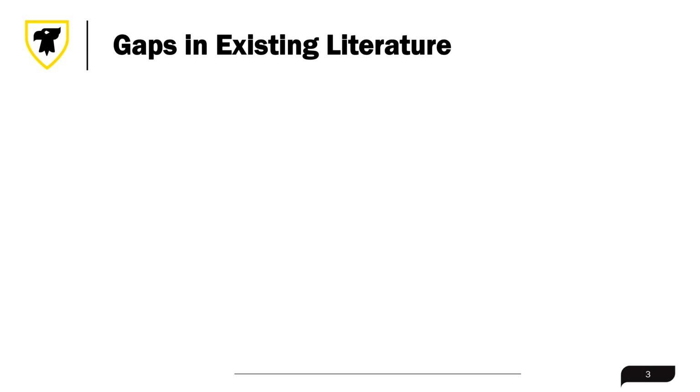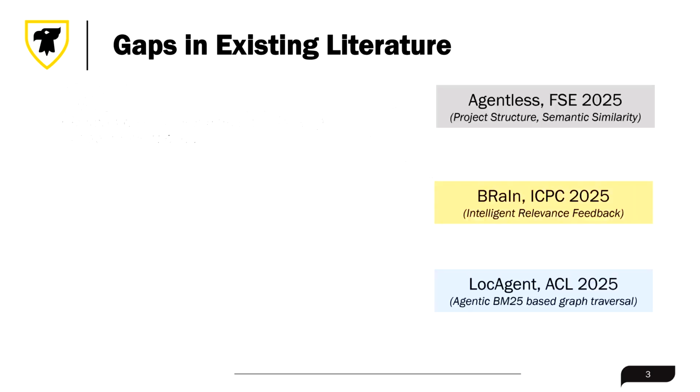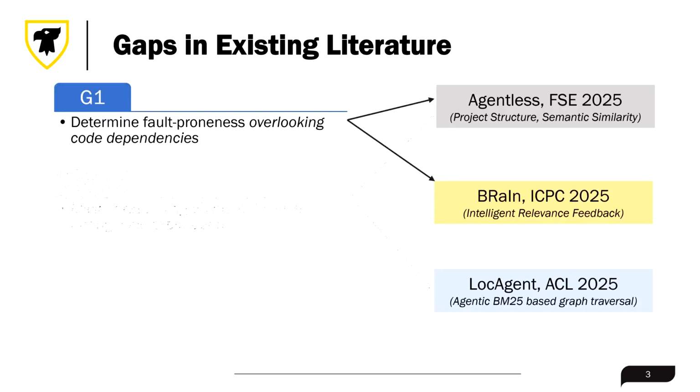These are the three most recent techniques tackling a similar kind of problem. What we found is that many of these techniques try to determine the fault proneness of a program element in isolation. That means they are not considering the dependencies of that program element. But we know that faults can propagate from one element to another, and they are not considering that level of dependencies.